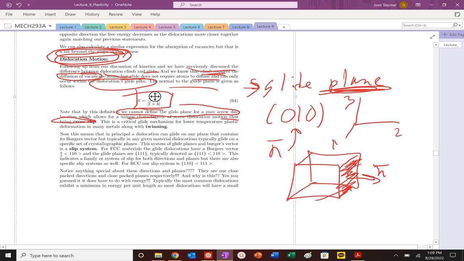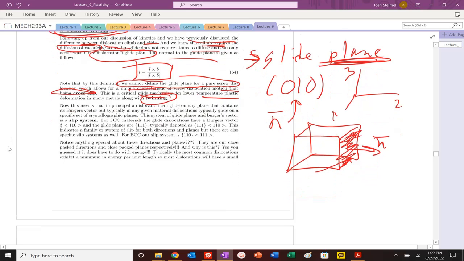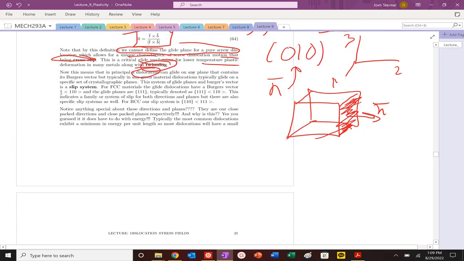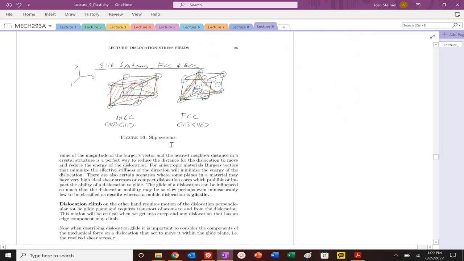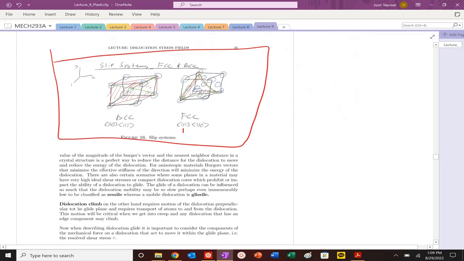There are typically going to be systems of glide planes that we encounter. Materials always go in the direction of least resistance, the energetically easiest directions. So if I want to move a dislocation, I want to move along close packed planes and along close packed directions. Why? Lowest energy. It's the minimum energy I have to supply, and the smallest distance along those close packed planes and directions. So we are going to define these systems.